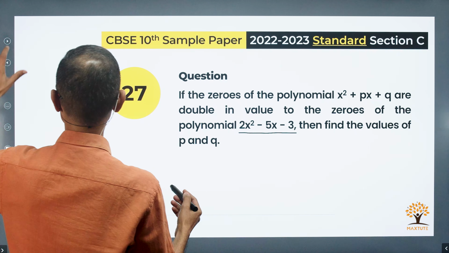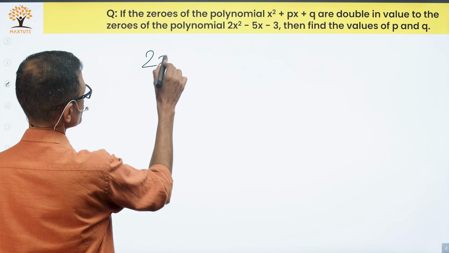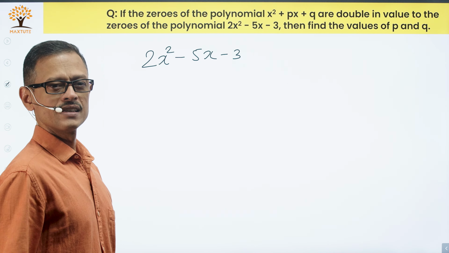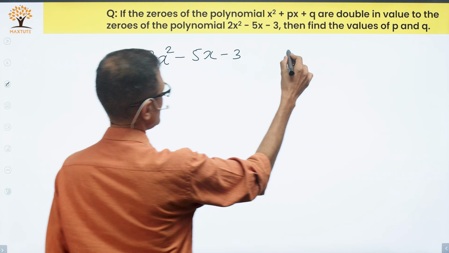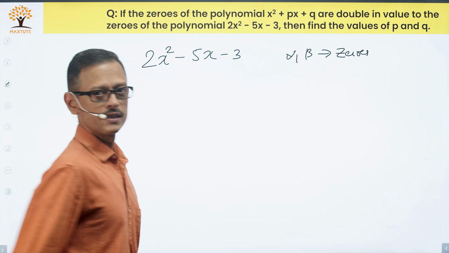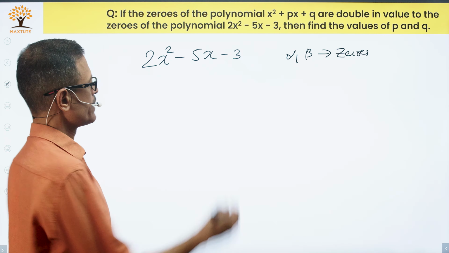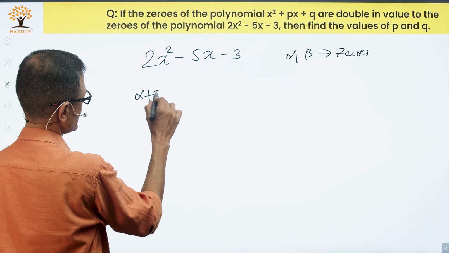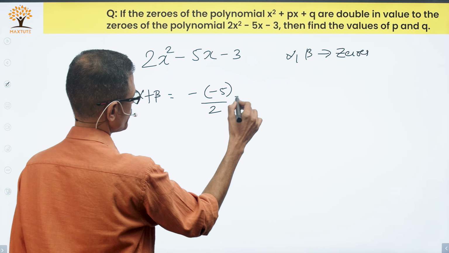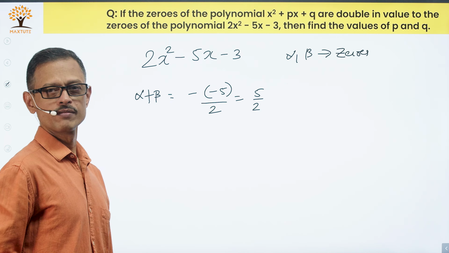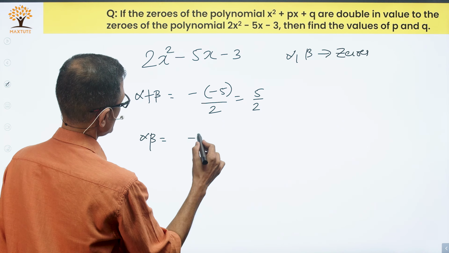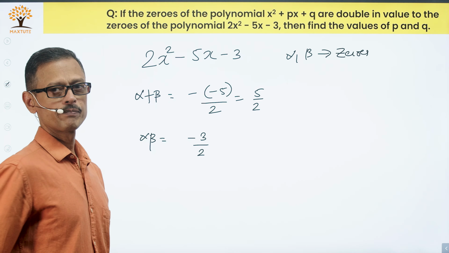So we'll start with what we have numbers for, right? 2x square minus 5x minus 3 is a polynomial given to us. Let's say the zeros of this polynomial are alpha and beta. Now, by polynomial coefficient rule, we know that the sum of the zeros, alpha plus beta, is equal to minus b by a, which is minus of minus 5 divided by 2, which is equal to 5 by 2. Alpha beta, the product of the zeros, is equal to c by a, which in our case is equal to minus 3 divided by 2.